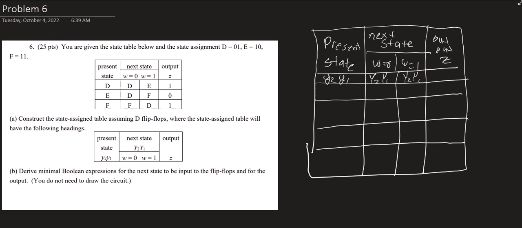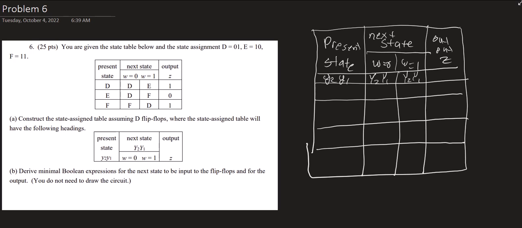Okay, so our left-hand column is our present state, and we're using lowercase y's, y2, y1. Our middle is the next state, and the next state depends on the input. So we'll have the input w equals 0 and w equals 1. And our next state, we're using the capital letters, capital Y2, capital Y1. These are going to be 2-bit binary numbers, and then the last column is output Z.